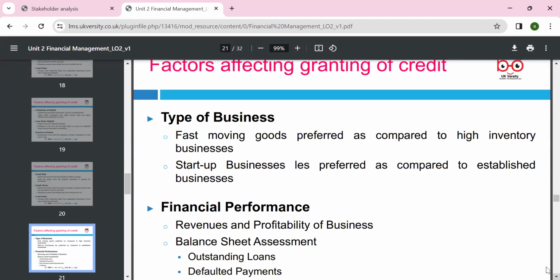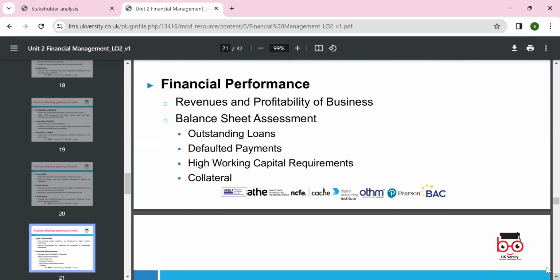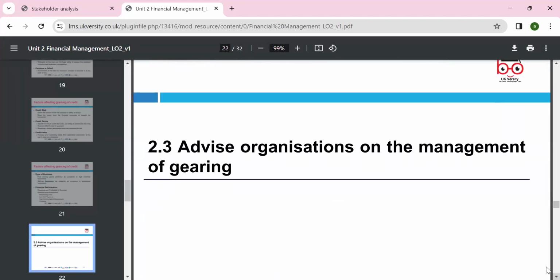Okay, always consider the type of business, which business you are in. If the property industry is in this, or the mortgage or base rate is increased, these are all factors we need to keep in mind. Fast moving goods are preferred compared to high inventory businesses. Start-up businesses are less preferred compared with established businesses. Yeah? So financial performance, revenues, and profitability ratios, balance sheet assessment, outstanding loans. We can look at liquidity ratio, default payment, high working capital requirement, which is where we have the joint fund.